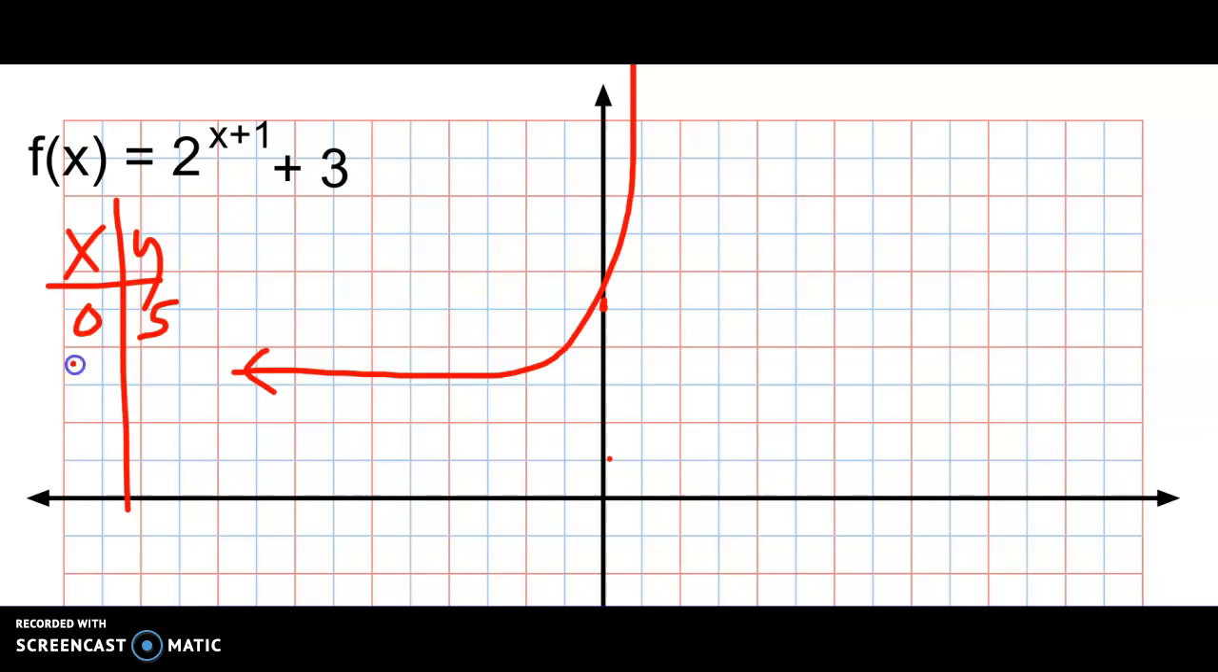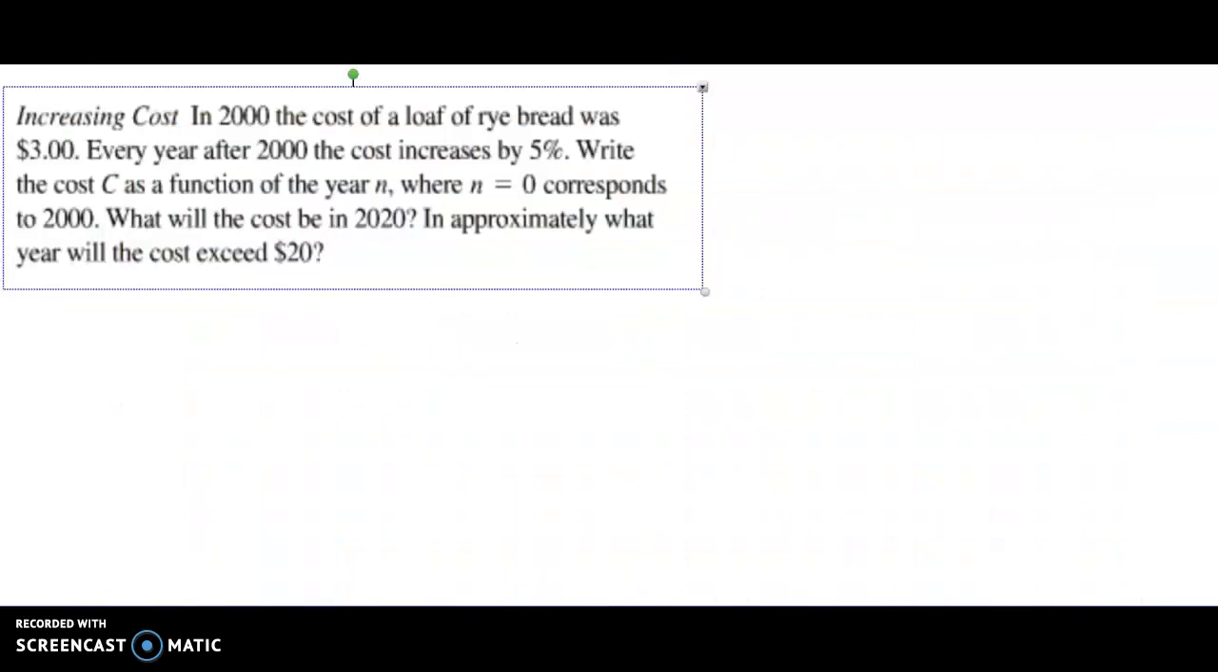I'll put -1 in. -1 plus 1 is 0. 2 to the 0 is 1, plus 3 is 4. -1, 1, 2, 3, 4. Maybe put 1 in. 1 plus 1 is 2. 2 squared is 4, plus 3 is 7. Okay, so obviously I was a little bit off, but we have the idea of how that goes. Sorry. Hopefully you graphed it nicer on yours. All right, so those are graphs of exponential functions.